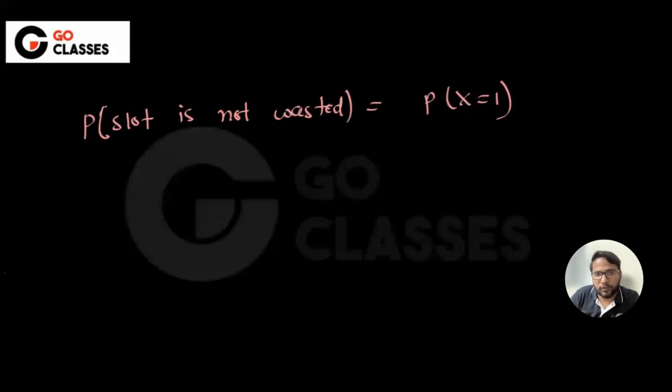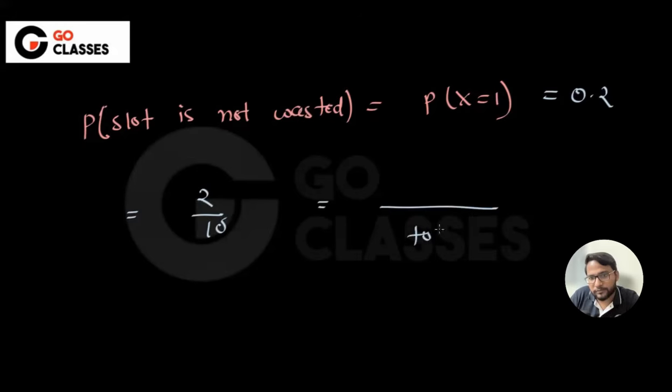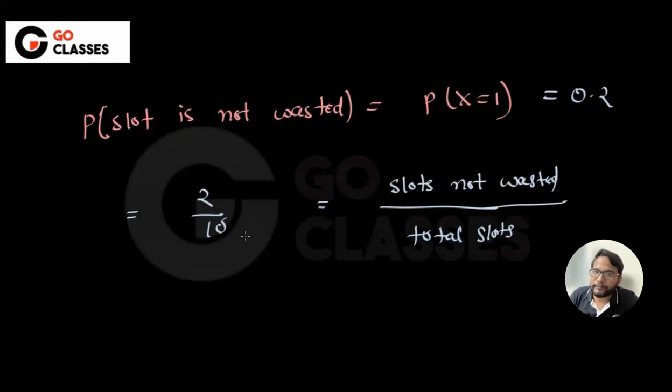Okay, assume this probability is 0.2. Then what does this mean? It means that this is 2 upon 10, right? You can say that out of 10 slots, these are the total slots, and this is basically the slots not wasted. So out of 10 slots, how many slots are not wasted? 2 slots are not wasted, right? So this probability means that out of 10 slots, 2 slots are not wasted.